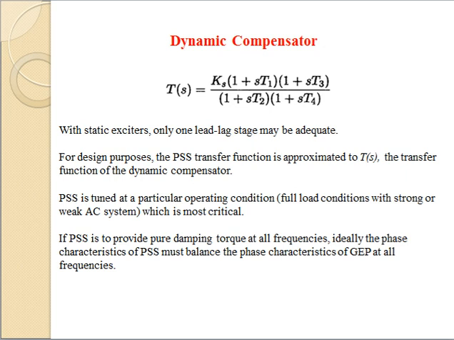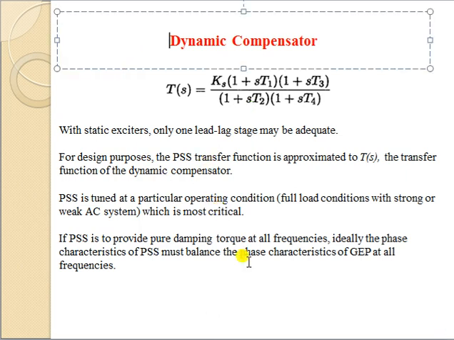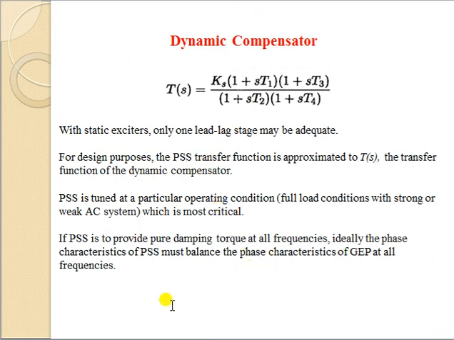Now, in the last sentence on this slide, what you can understand is the typical purpose of a power system stabilizer. A power system stabilizer is to provide pure damping torque at all frequencies. Ideally, the phase characteristic of the power system stabilizer must balance the phase characteristic of the overall plant transfer function. So let me tell you the meaning of this GEP. This GEP is typically generator, excitation system and power system.